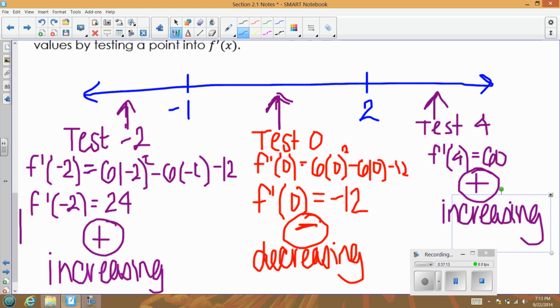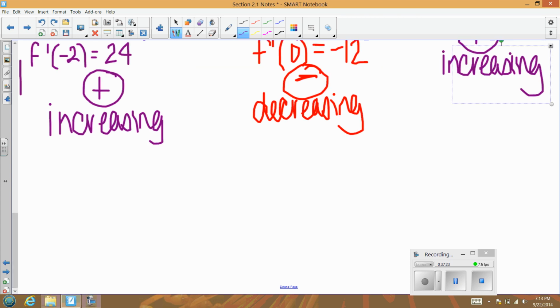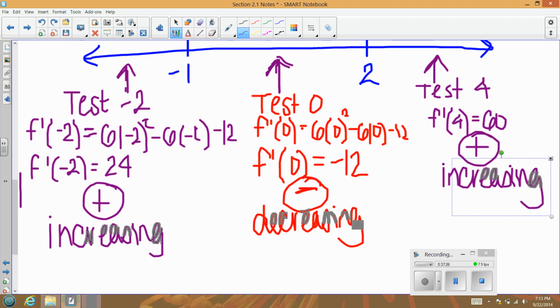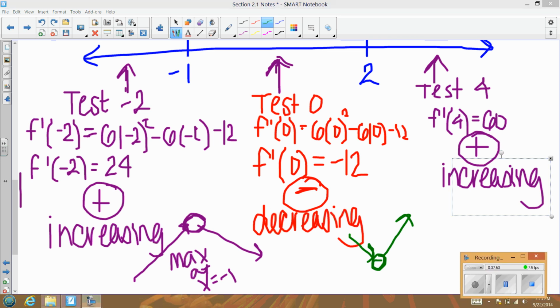So we know the general pattern here, the general shape of my graph, but now we can decide, are these critical values, -1 and 2, maximums or minimums? So what you need to look at is I went from increasing to decreasing. So that tells me that critical value is going to be a maximum. Then over here, I went from decreasing to increasing, which tells me my critical value of 2 is going to be a minimum. So a minimum at x equals 2.